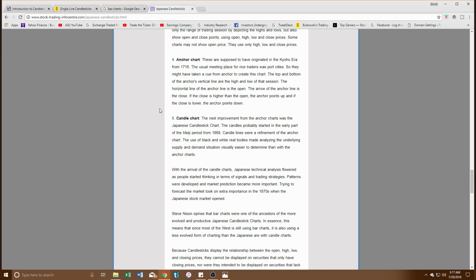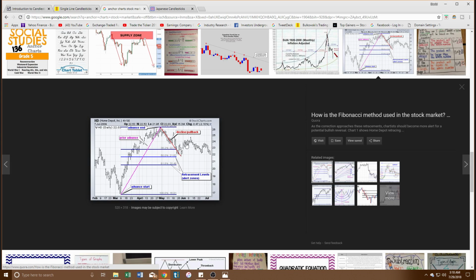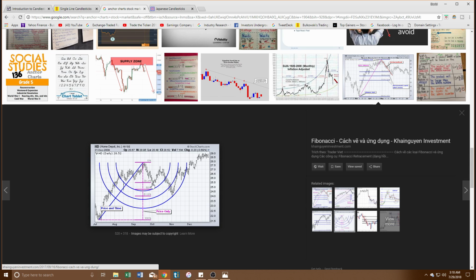The arrow of the anchor line is the close. If the close is higher than the open, the anchor points up, and if the close is lower, the anchor points down. Anchor chart. Right here, this is an anchor chart. So these right here are anchor charts.